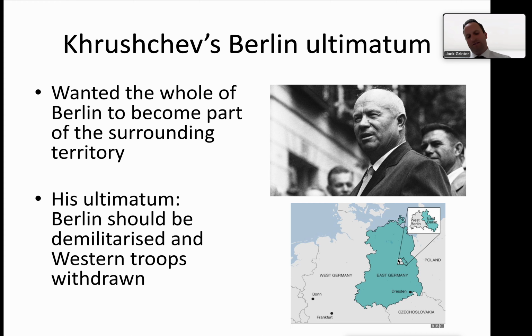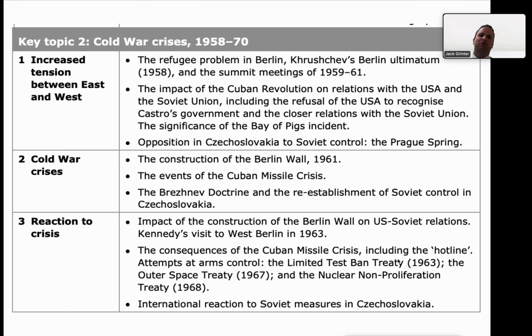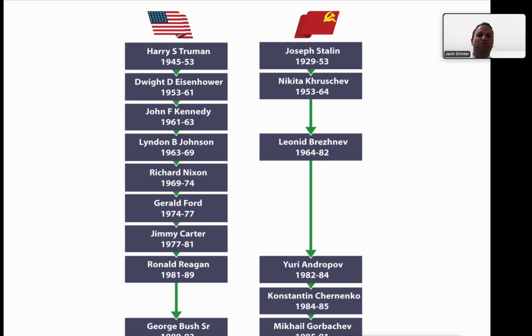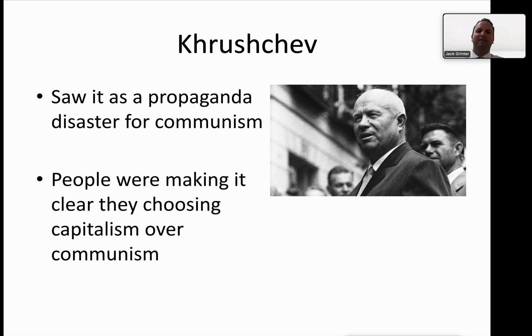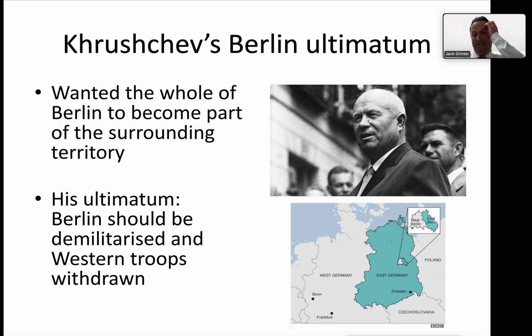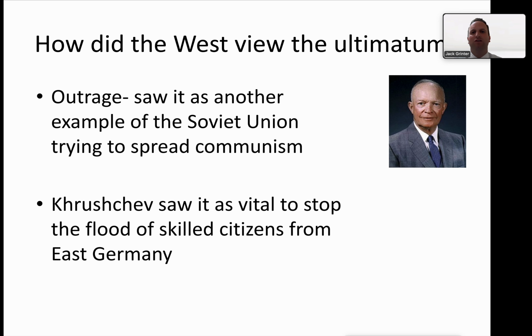So Khrushchev, and this is the second part of the specification, which I'll go back to here, set out his Berlin ultimatum. What it was is he said he wanted the whole of Berlin to become part of the surrounding territory. With it, he said that he wanted Berlin to be demilitarized, meaning that NATO and US troops should withdraw from there. An ultimatum is where you say, do this or else. And essentially, what Khrushchev was saying is, do this or else. War could be on the cards in the future.